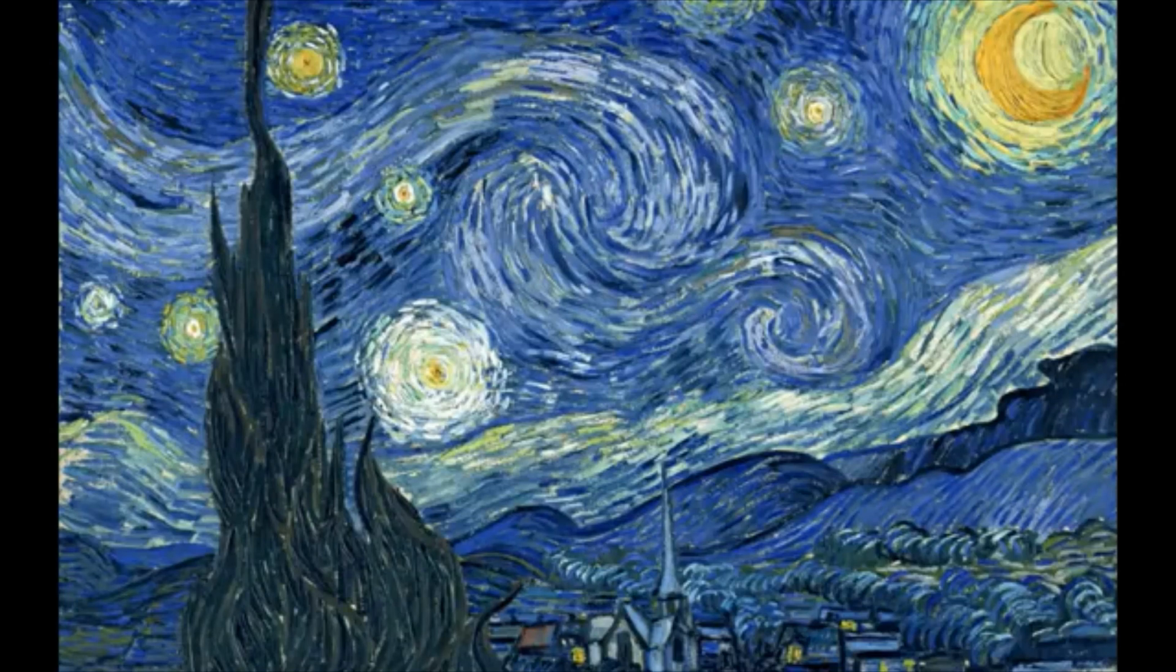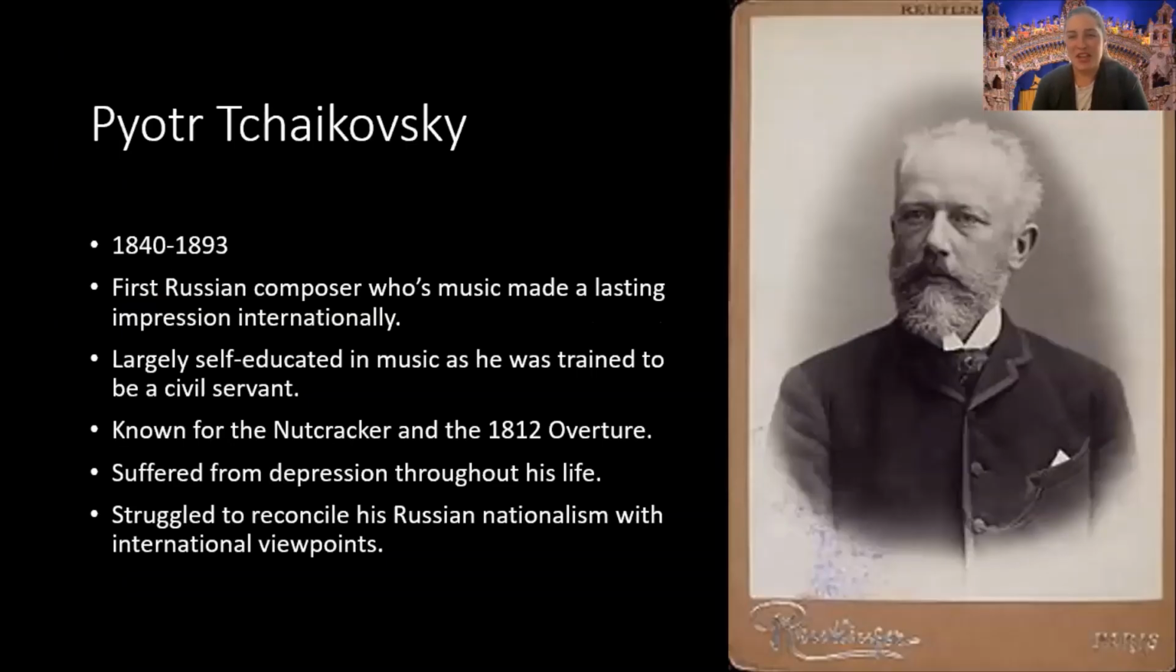Next is Mr. Tchaikovsky. Peter Tchaikovsky is Russian-born, wrote a lot of really Russian nationalistic music. And during this time period, we had a group known as the Russian Five, and they were a group that worked together to create music. He was not part of that group, but he was also creating music at the same time period that was very nationalistic in nature. He was self-educated, but he was principally trained to be a civil servant, and he did work in that field some.